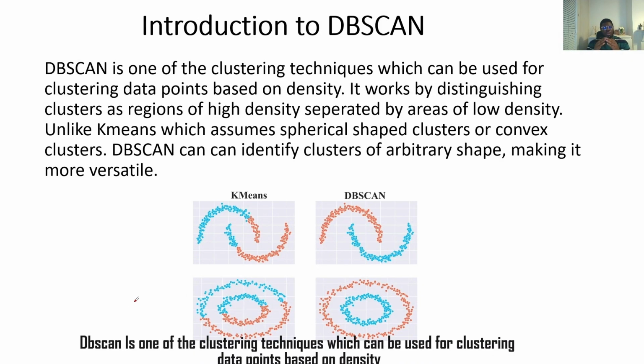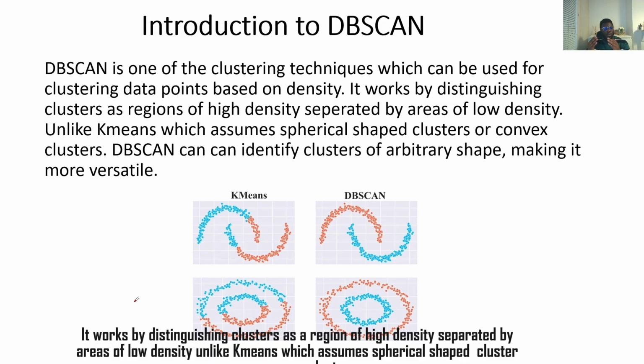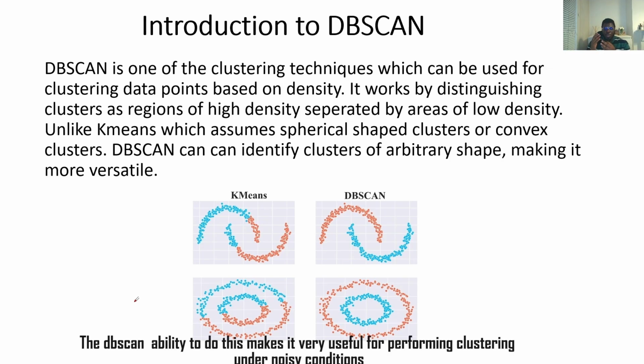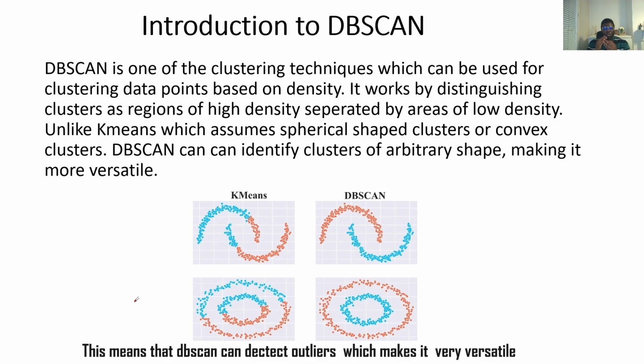Introduction: DBSCAN is one of the clustering techniques which can be used for clustering data points based on density. It works by distinguishing clusters as regions of high density separated by areas of low density, unlike K-means which assumes spherical or convex clusters. To identify clusters of arbitrary shape, it groups together areas with many samples. This ability makes it very useful for clustering under noisy conditions. This means that DBSCAN can detect outliers, which makes it very versatile.